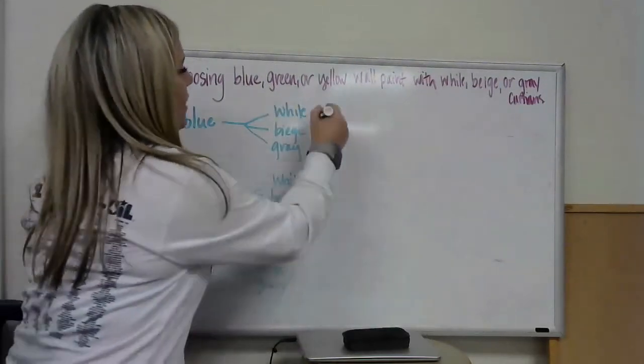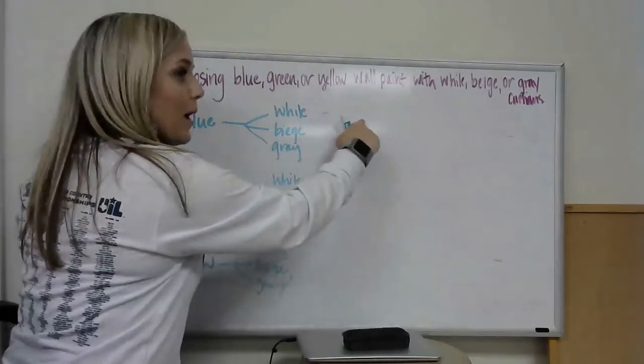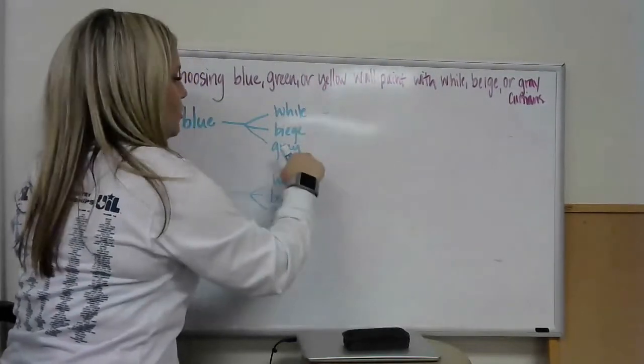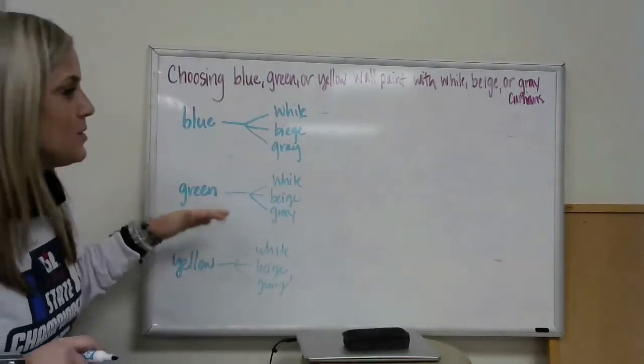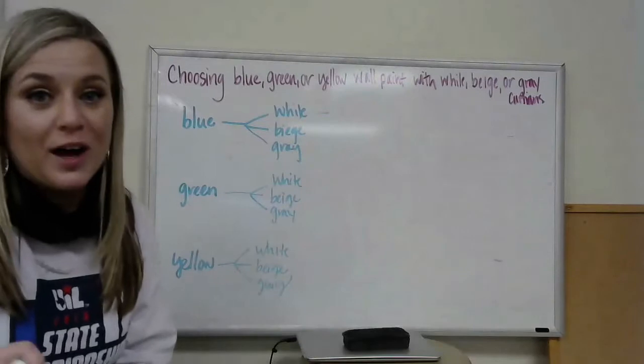Now, the book has you labeling it, writing out blue paint with white curtains, blue paint with beige curtains, blue paint with gray curtains. I feel like y'all can follow this and you don't have to do all those extra steps, okay? So we're going to do another example.